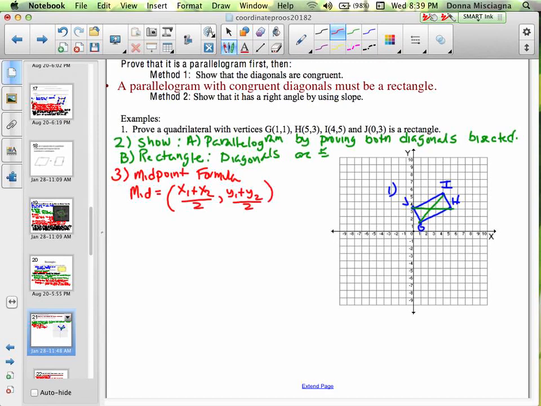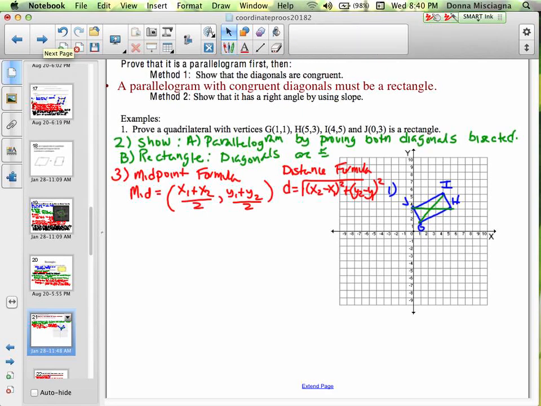All right, so we need that to prove the diagonals are bisected, because we have to show they have the same midpoint. And then to show the diagonals are congruent, we need the distance formula. And the distance formula is the square root of the difference in the x-coordinates squared plus the difference in the y-coordinates squared. Oh, I just fit that in. All right, so there's our formulas. Once we write our formulas down, we show our work.